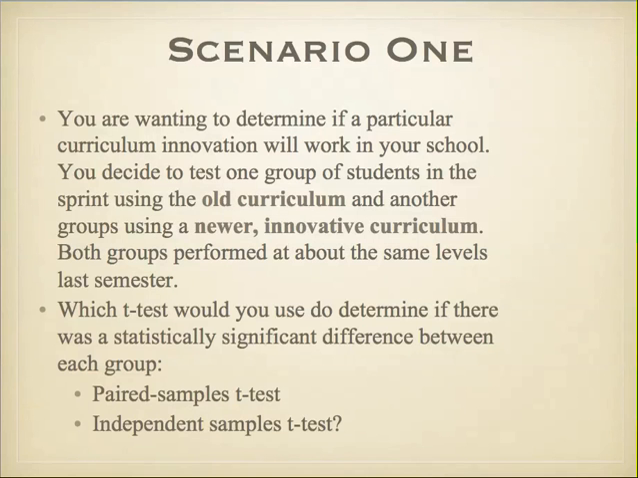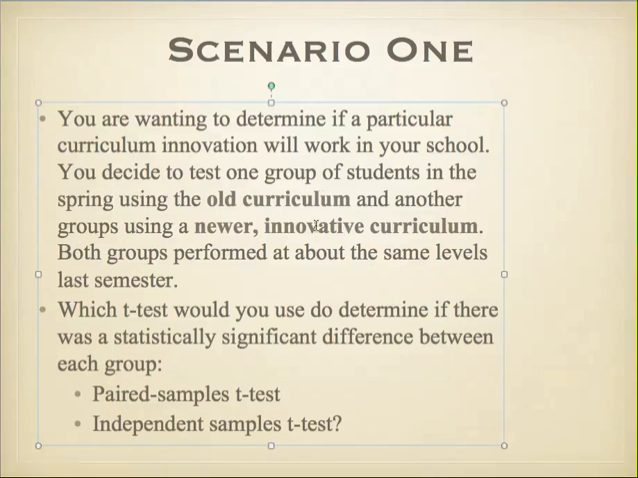There are a couple of ways that we could illustrate how that works. The first one is, imagine you were working on a particular curriculum innovation and you decided to test students in the spring. That should be spring, actually. I'll go ahead and change that right here. You decide to test one group of students in the spring using the old curriculum and another using a newer, more innovative curriculum. Both groups performed at the same levels last semester. You would use an independent samples t-test. You have two groups that you are taking a look at. They are independent of each other. They have no connection with each other.